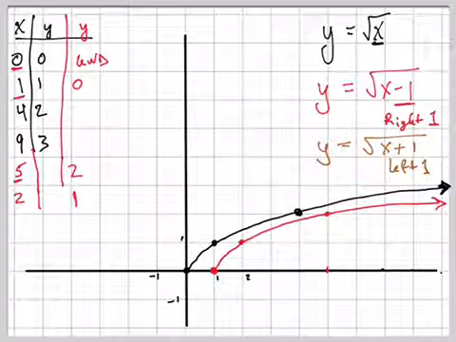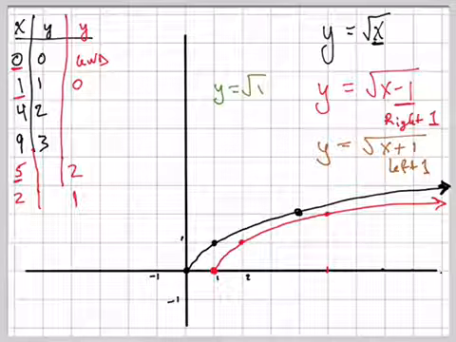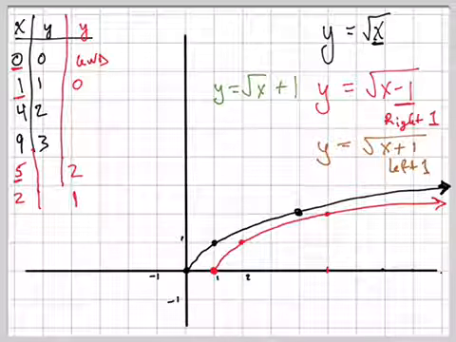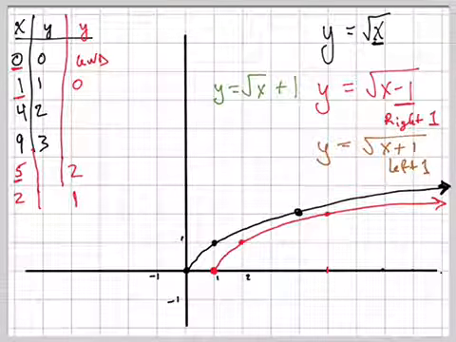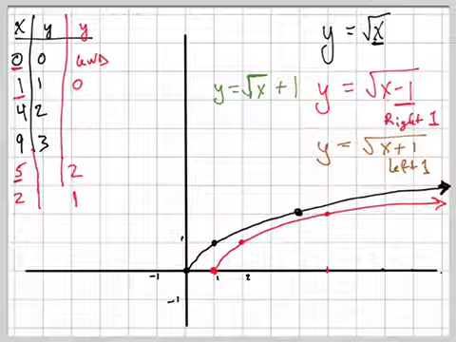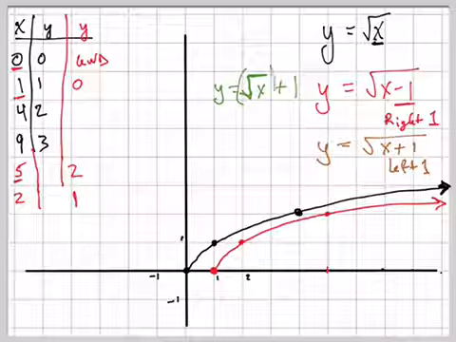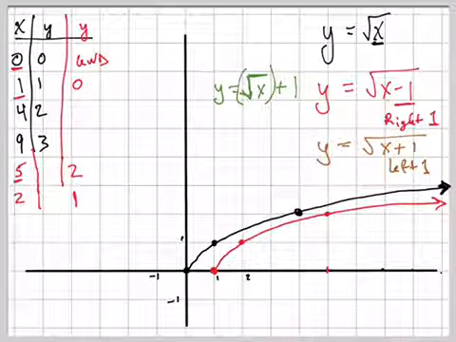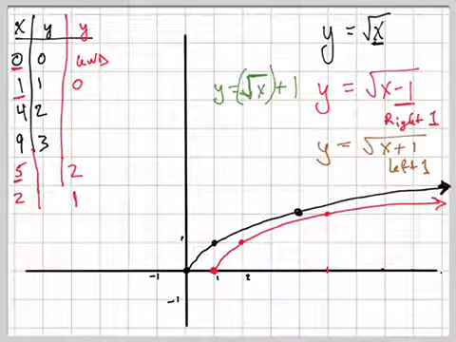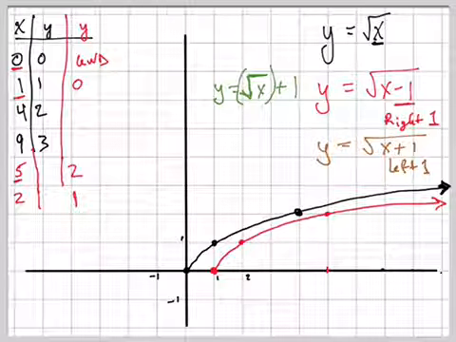Well, how about if we did this? What if I did y equals the square root of x, plus 1? See how I put it on the outside? See how it's not on the inside with the radical? It's on the outside of it. Sometimes you'll see it written like that to make it more clear. What is that going to do to my graph?